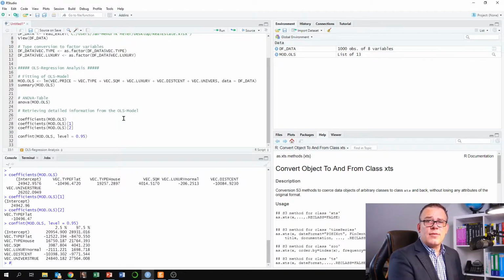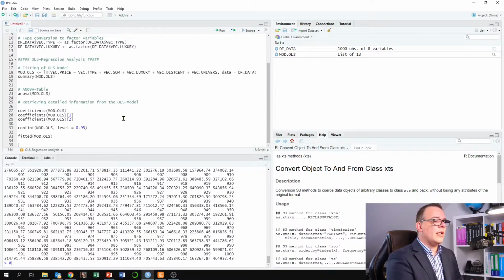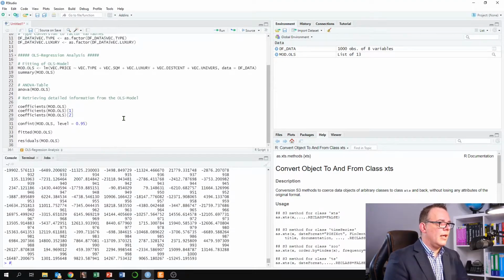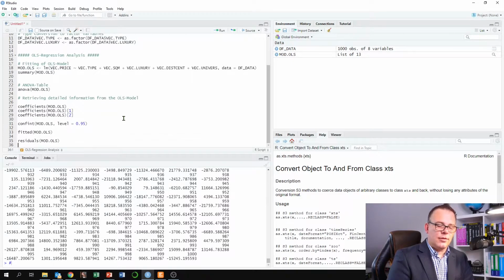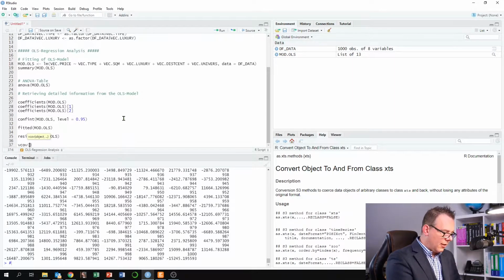Of course, we can also assess the fitted values. So here are the fitted values for each and every observed x value. And we can also see the residuals. And here are the residuals. The next thing we can take a look at is the covariance matrix of this model with vcov.